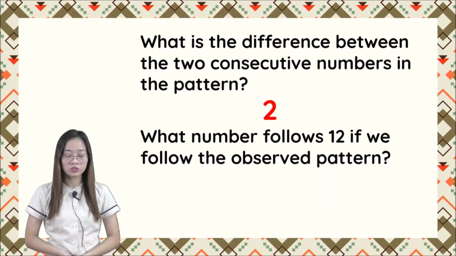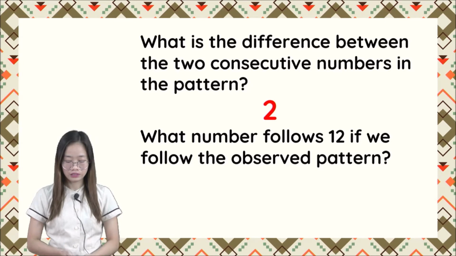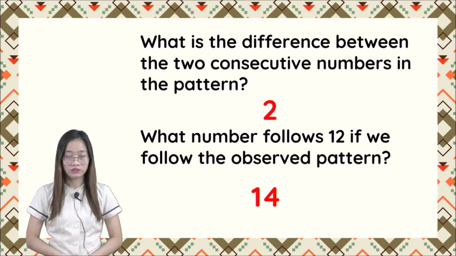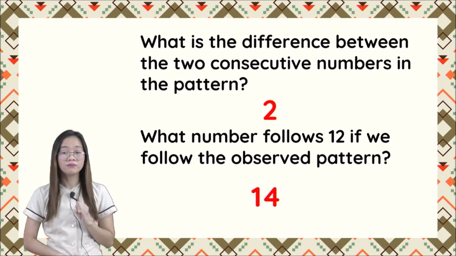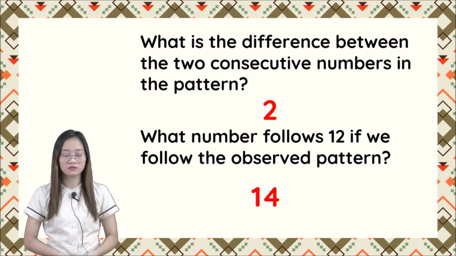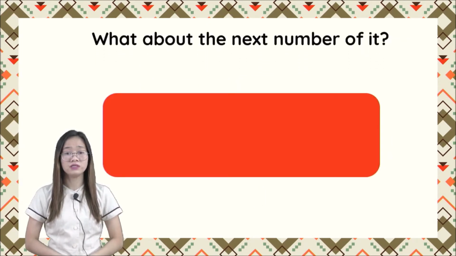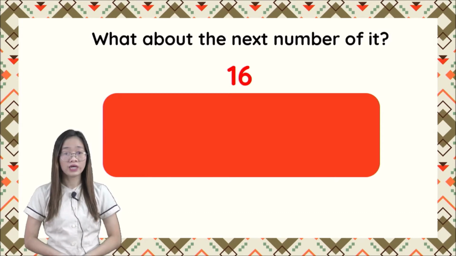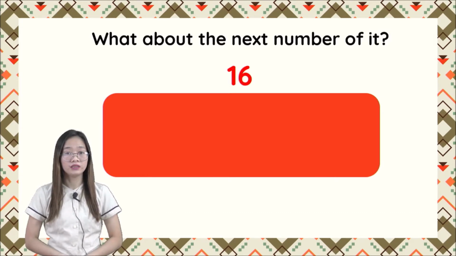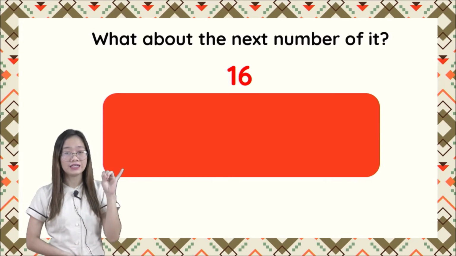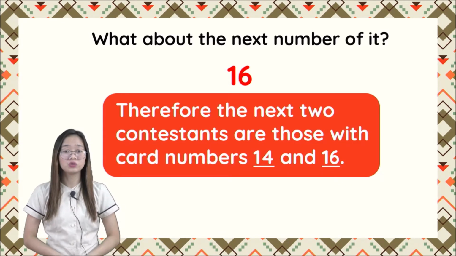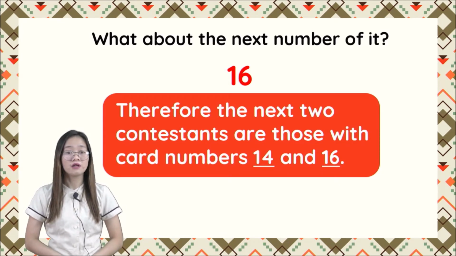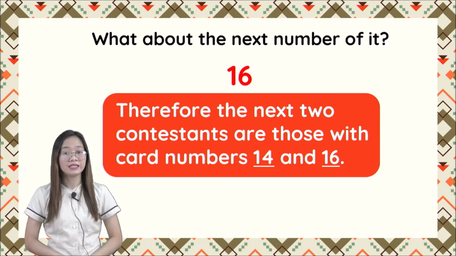What number follows 12 if we follow the observed pattern? Of course, 14. Why 14? You add 2 to 12: 12, 13, 14. What about the next number? 16. Why? 14 and then add 2: 14, 15, 16. So the number that comes next is 16. Therefore, the next 2 contestants are those with card numbers 14 and 16, okay?